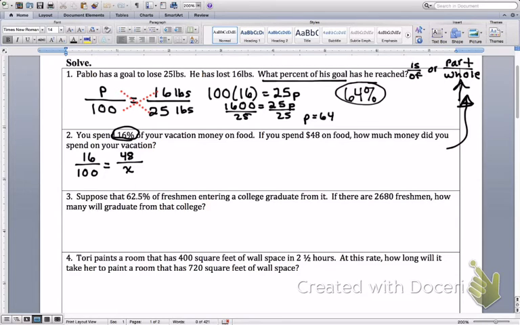Go ahead and cross multiply: 16 times x equals 100 times 48. Multiply 100 times 48, and then we can divide 4,800 divided by 16. And we get x equals 300. But again, word problem, 300 what? $300.